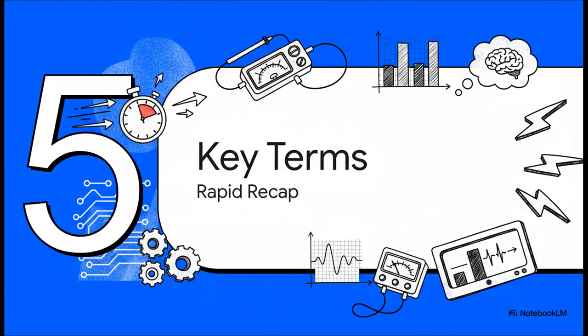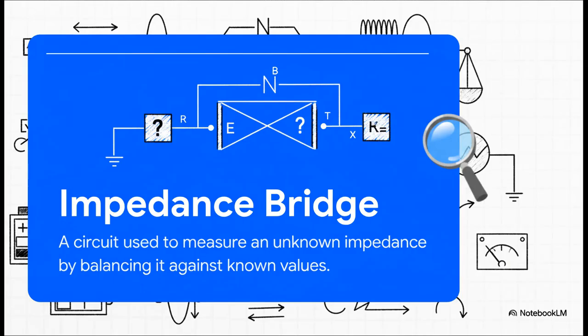Phew, okay, that was a lot of information. To make sure all this stuff really sticks in your head for your exam, let's do a super fast, rapid-fire recap of the most important terms. Ready? Let's go. First up, impedance bridge. That's our balancing scale for electricity, right? We use it to measure an unknown by balancing it against a known.